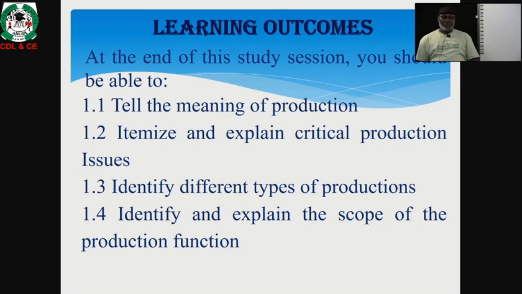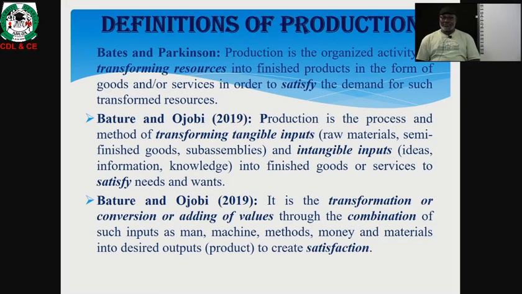The learning outcomes. There are 4 major outcomes we intend to attain at the end of this session. Firstly, you should be able to tell the meaning of production and then itemize as well as explain the critical production issues, as well as identify the different types of business production, and then identify and explain the scope or areas of production function. Let us start by way of definition.